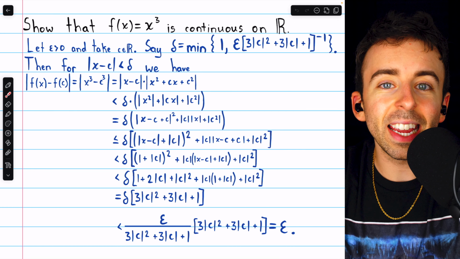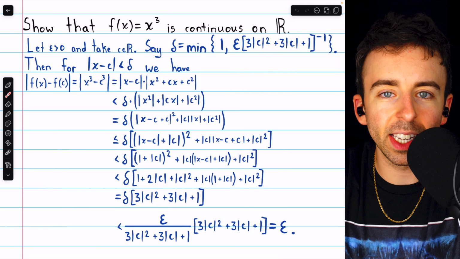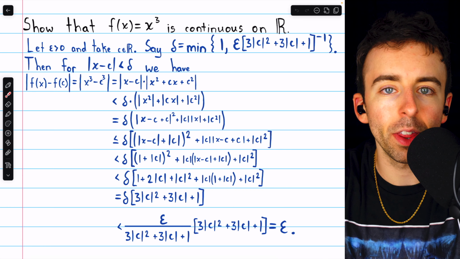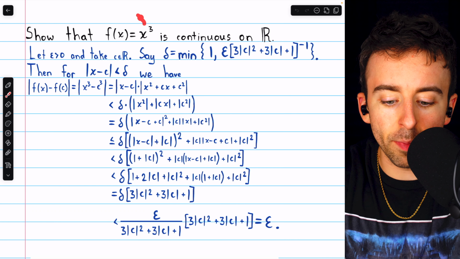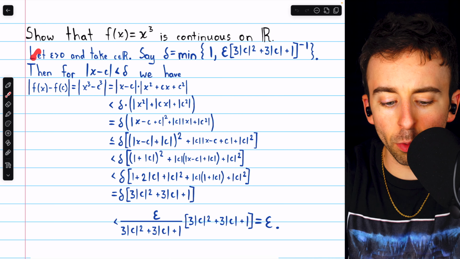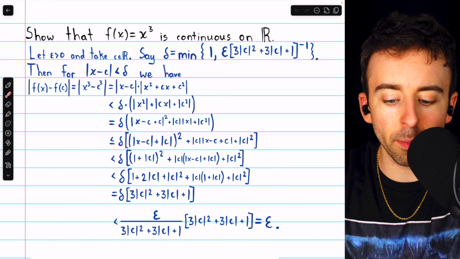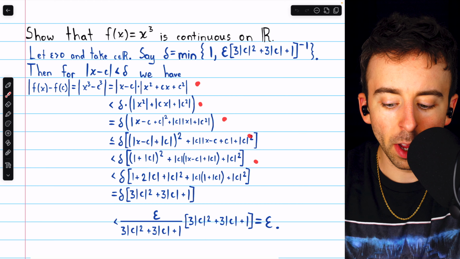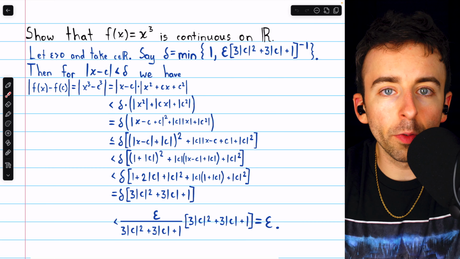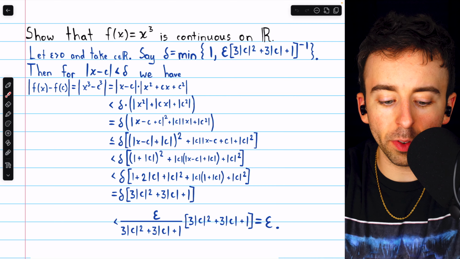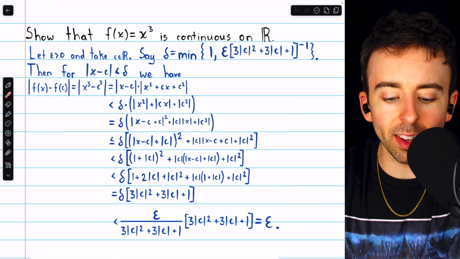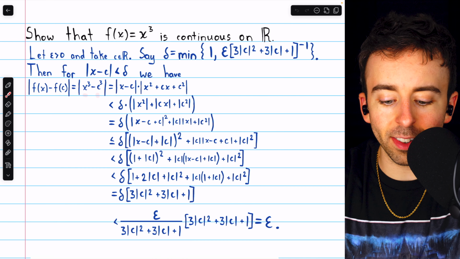But then we'll see that it is in fact uniformly continuous if we only consider a bounded subset of the reals. We have previously proven that x cubed is continuous on the reals, but let's look through this proof just a little bit because some of the things that we see in this proof are going to be used in the uniform continuity proofs. Of course, the crux of a continuity proof comes down to the distance between f of x and f of c, which in this case is x cubed minus c cubed.